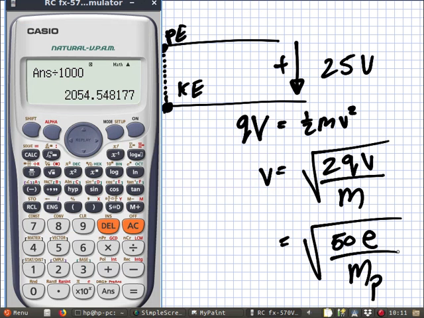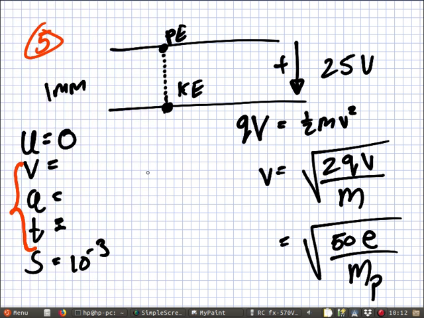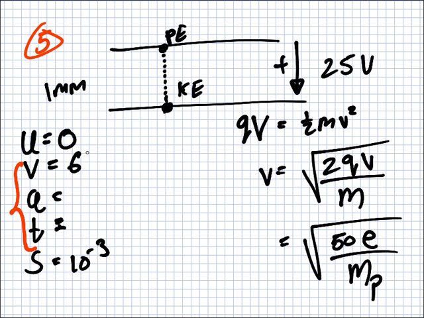Let's calculate that. 50E over mass of proton. Right, so that's 69206. But that's not what I wanted. What did I want? I wanted the time.